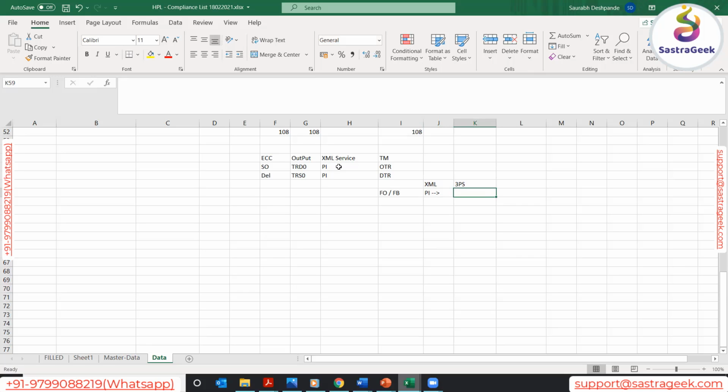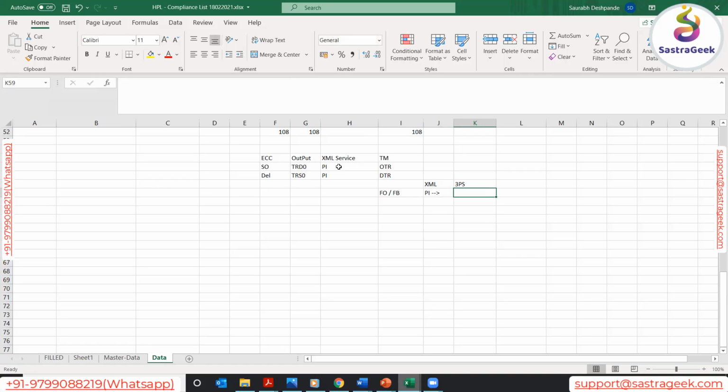PIPO is required in SAP to non-SAP communications, and it is also required in SAP to SAP communication. I'm generally talking about communication between ECC and TM. PI is required for ECC and TM communication.